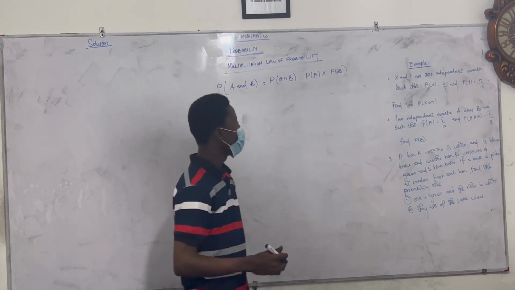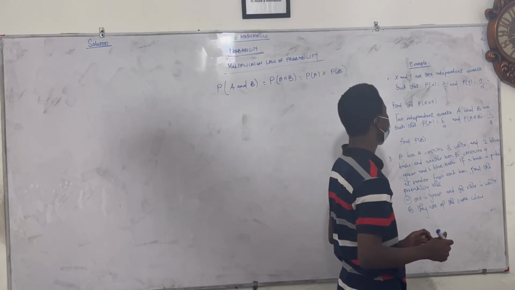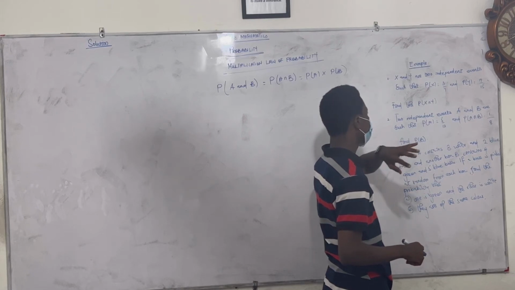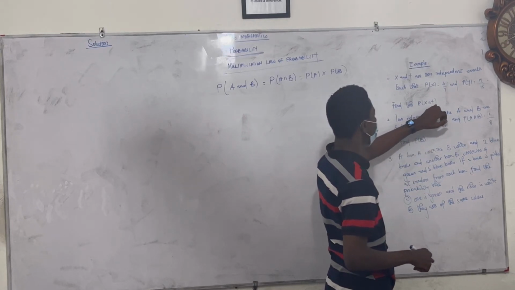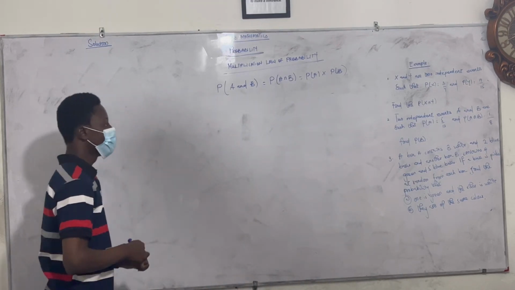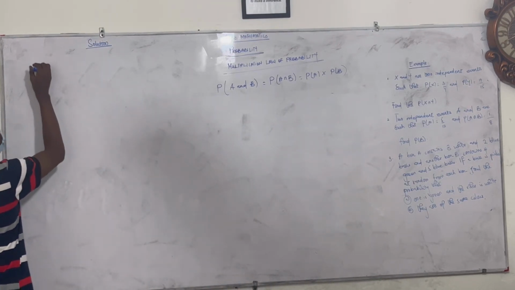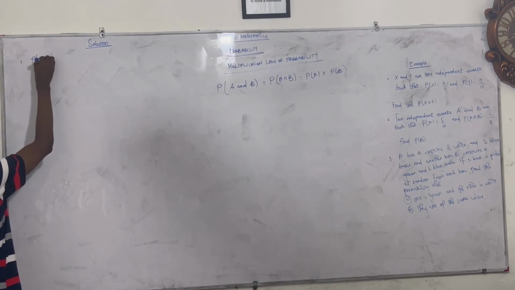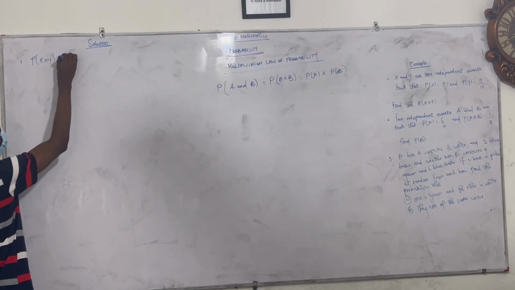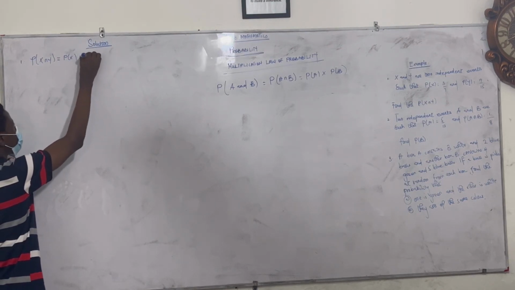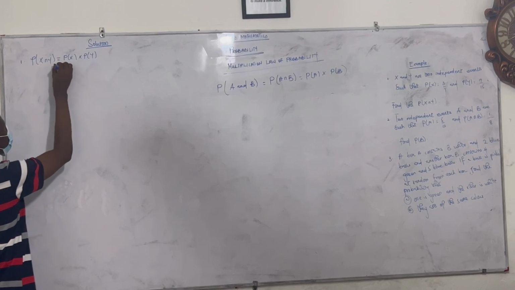X and Y are two independent events such that the probability of X is 3/7 and the probability of Y is 14/15. Find the probability of X intersection Y. So you know when it's about intersection, it's about multiplication. So you just go to the multiplication formula. That will be probability of X times probability of Y.